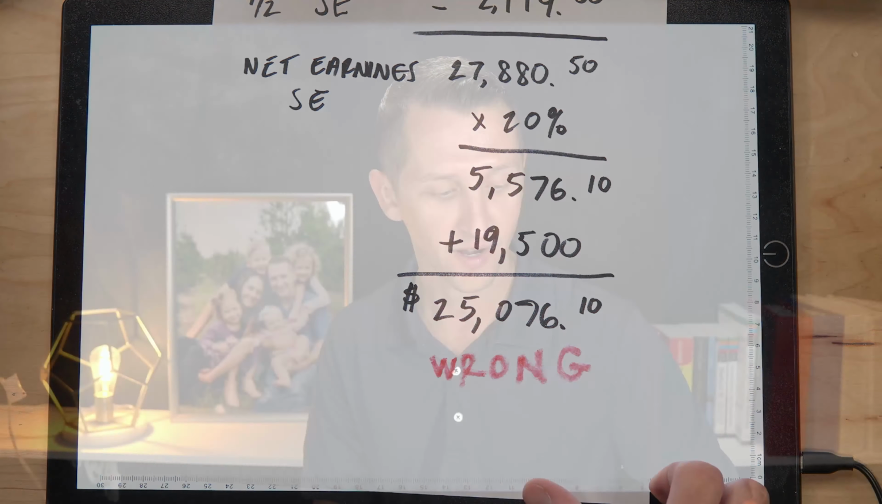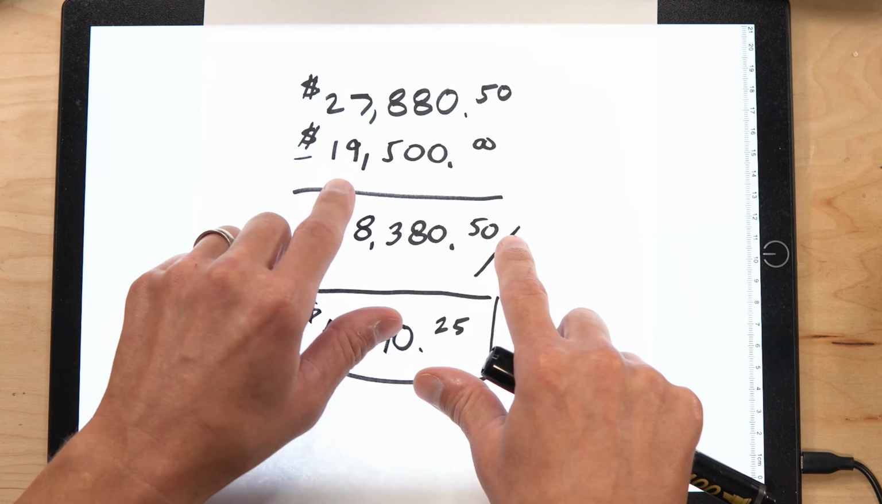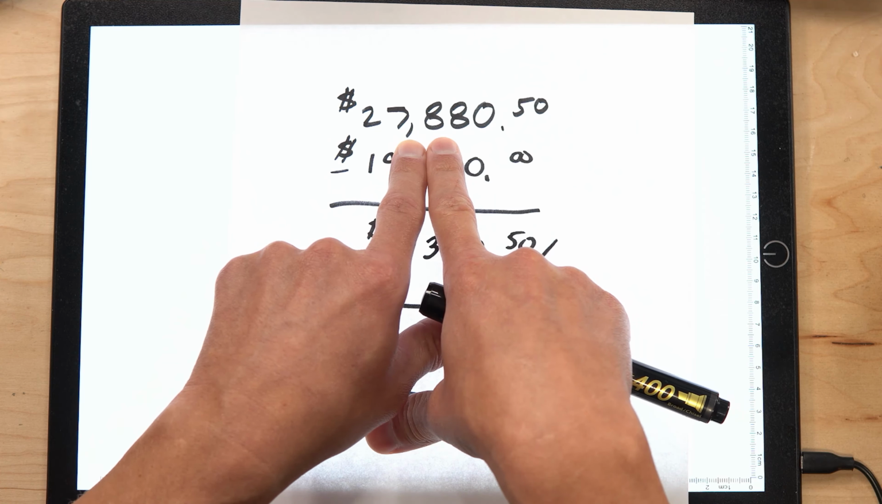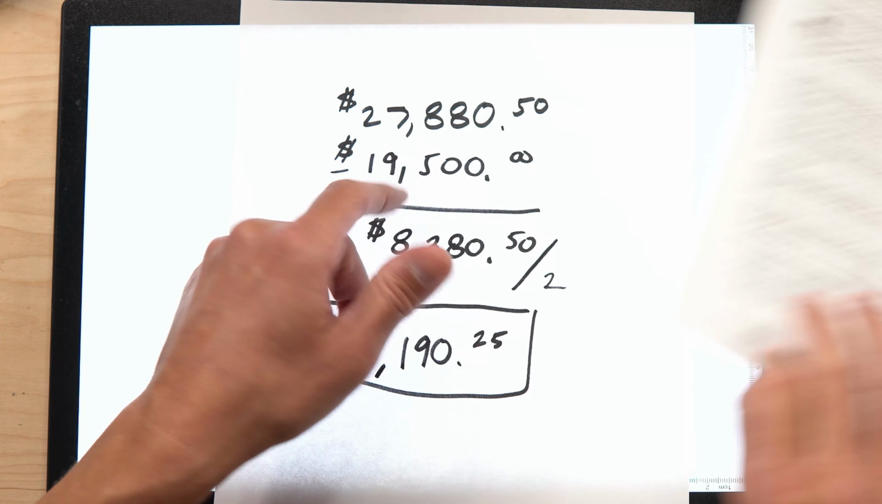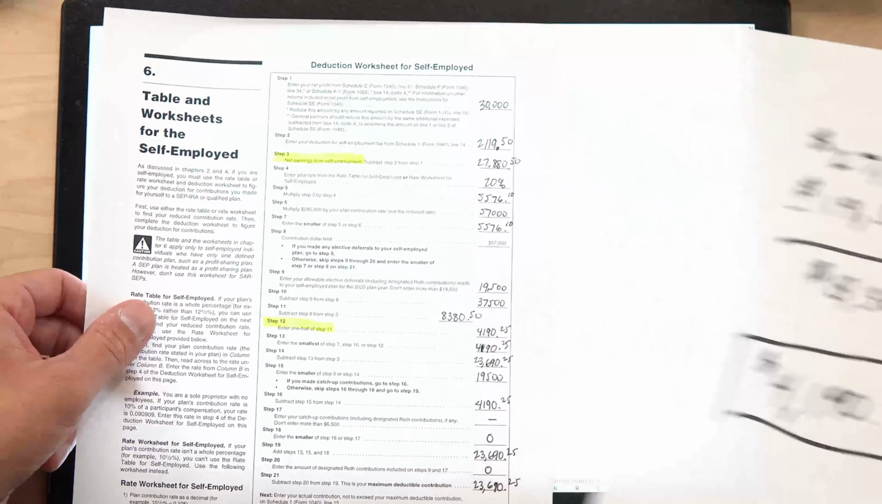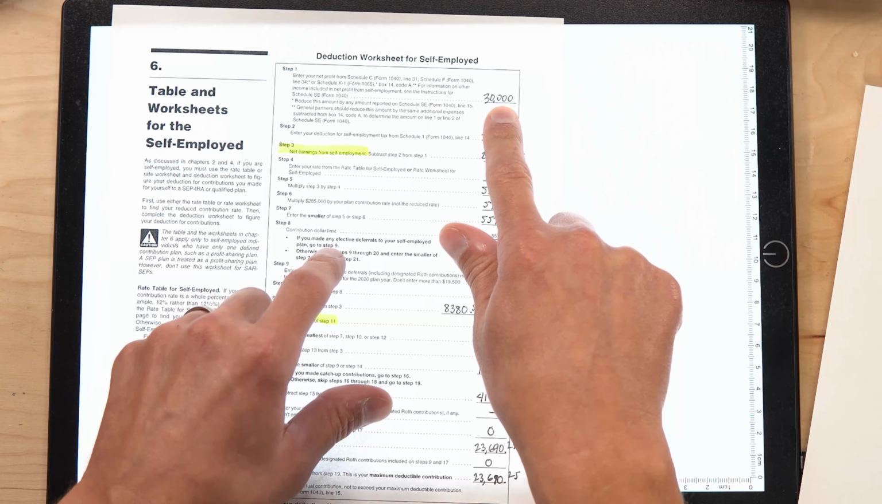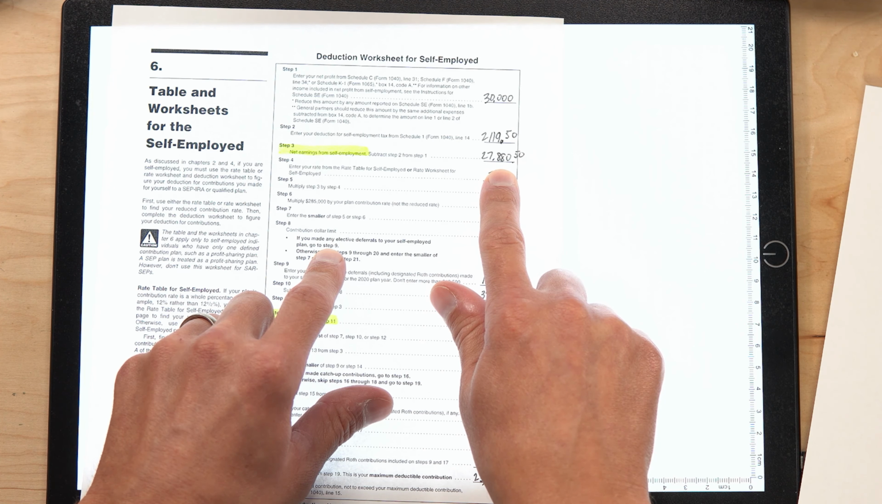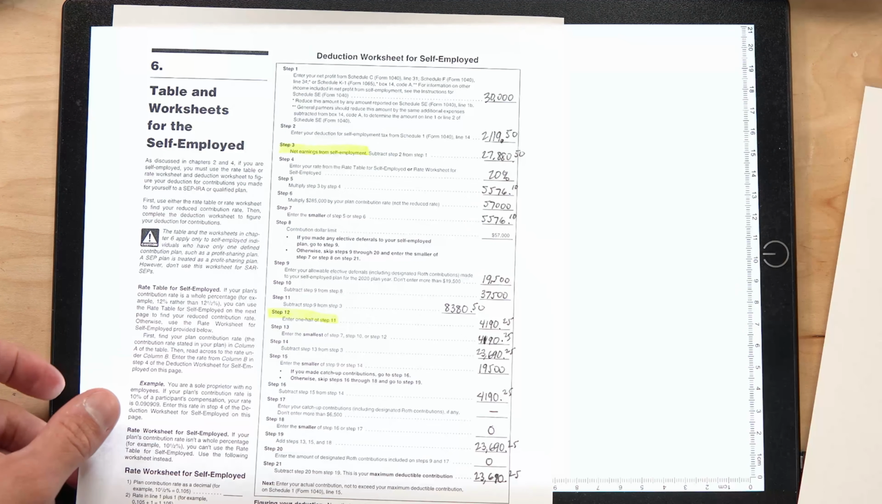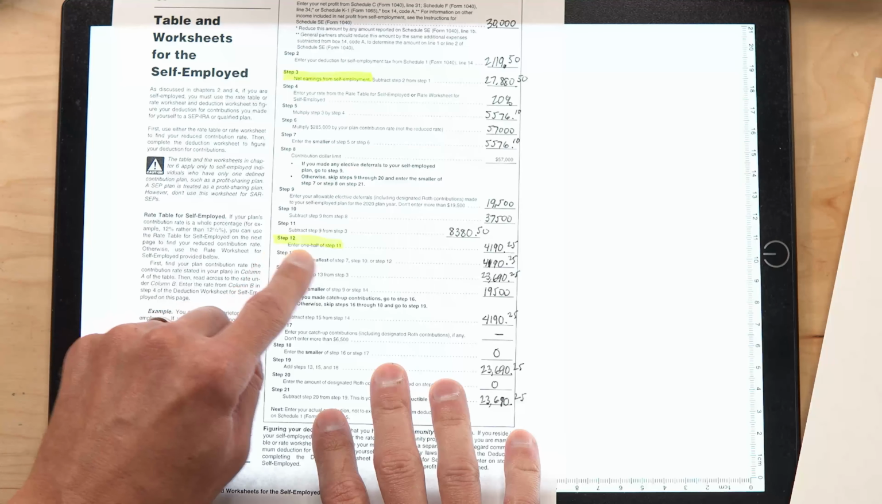Well, why is that? Why would this be wrong? Because we have to go back to that step. So let's go ahead and pull this up. And if we look at that step, here's what the math is going to show us. It's going to show us that our net earnings from self-employment was $27,880.50. And let's go ahead and pull that right back up so you can see it. So $30,000 minus 1/2 of our self-employment tax is $27,880.50. Now, if we go to this section, we're in step 12.